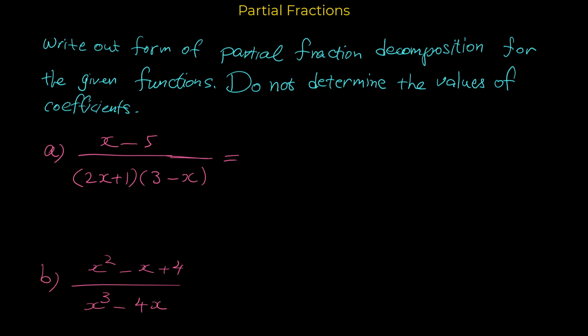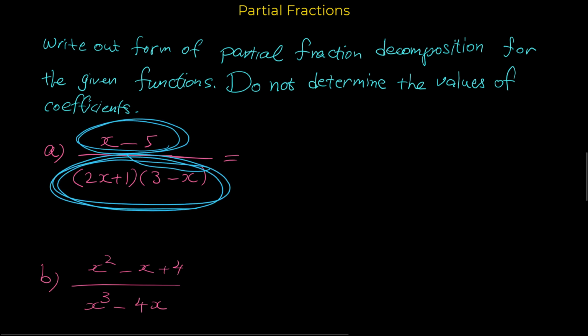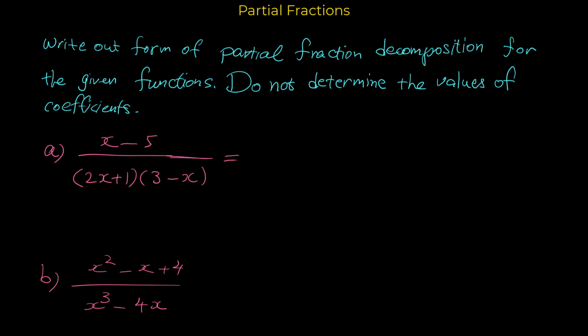First, we always check that the degree of the numerator is less than the degree of the denominator. Here the degree of the numerator is 1, and the degree of the denominator is 2. If you wonder why, attention: if you multiply these two brackets by each other, you have 2x times negative x, and then you get x to the 2, a term with x to the 2. So the degree of the denominator is bigger than the numerator, so we don't have any long division to do here.